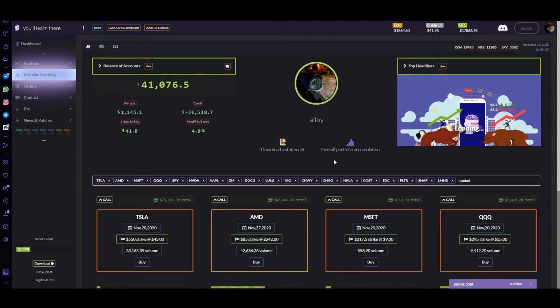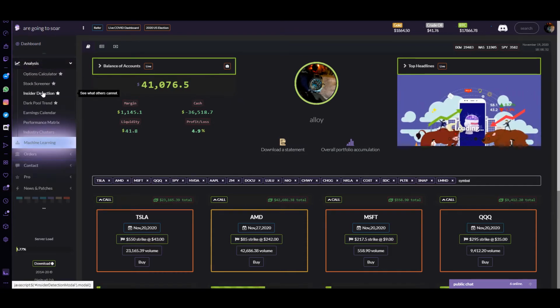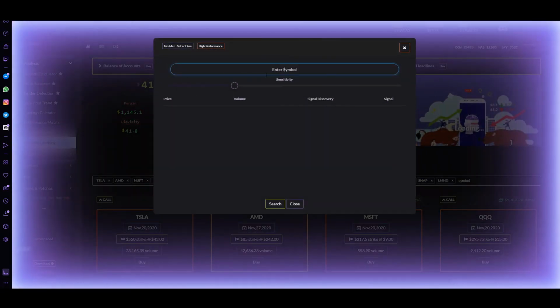As a result of that, I wanted to look over some of the more advanced features and really go into detail about what they do and what they're best at. First, I want to look at insider detection, which is one of my personal favorites.